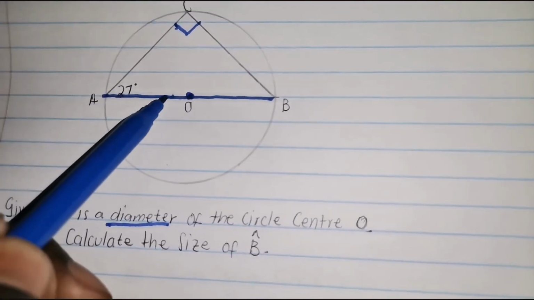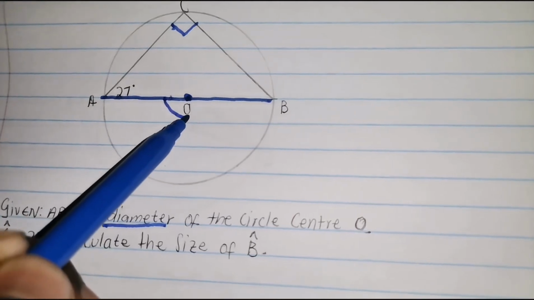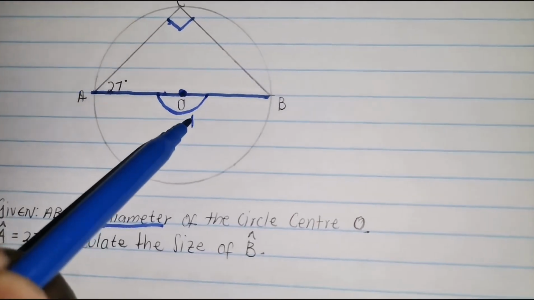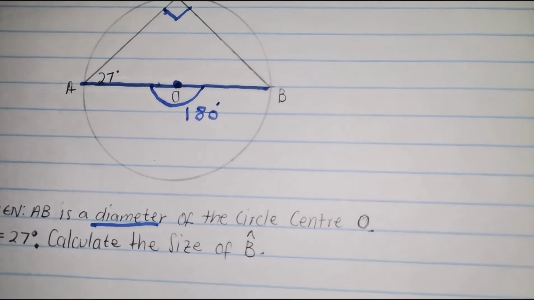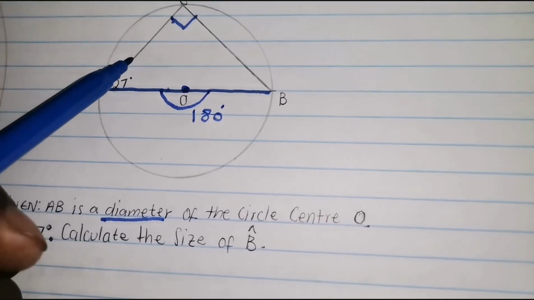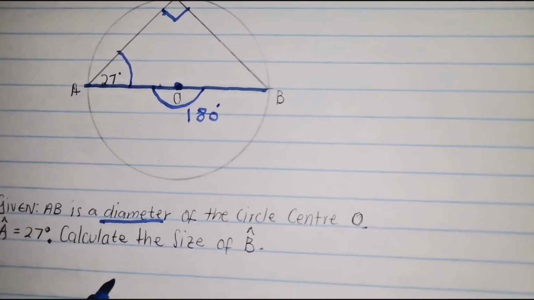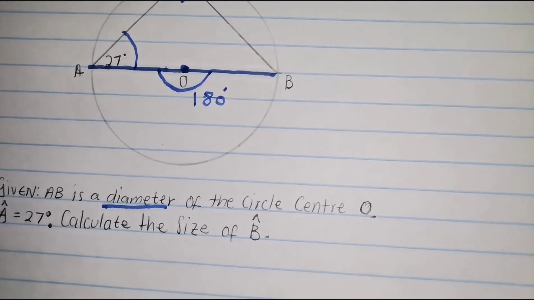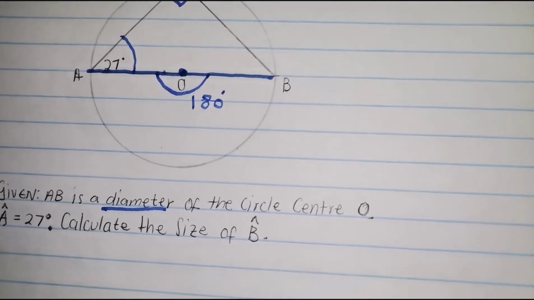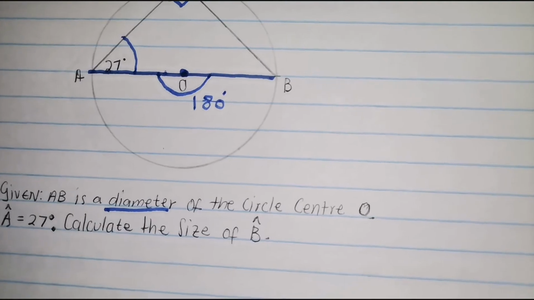You all know that angle O is angle on a straight line, and angle on a straight line equal to 180 degrees. Angle A is equal to 27. We are given angle A equal to 27. Calculate the size of angle B. So simple, guys. How will you find the size of angle B?